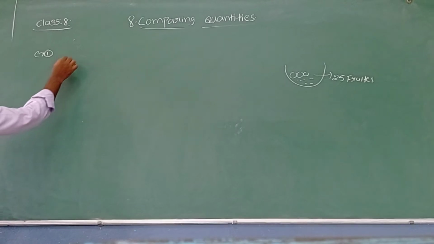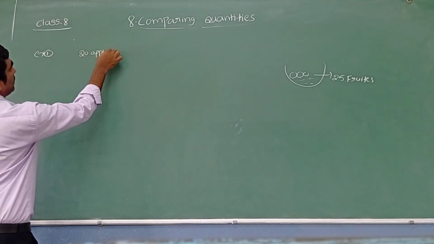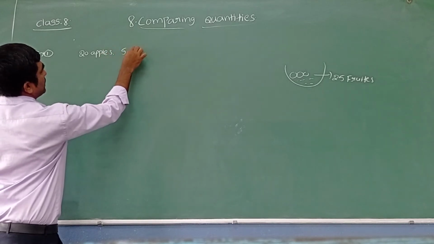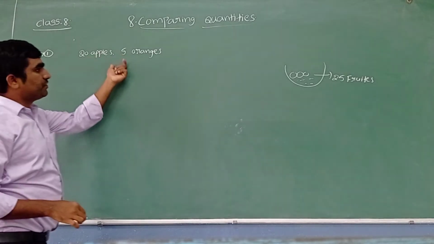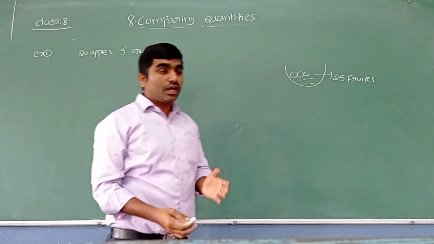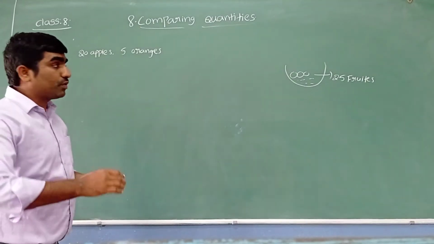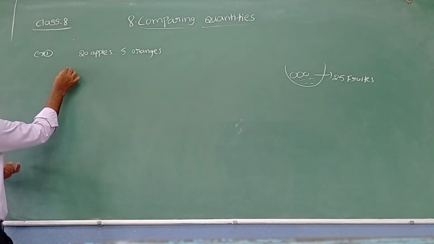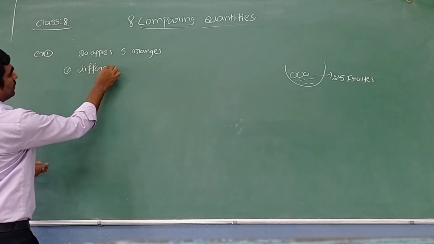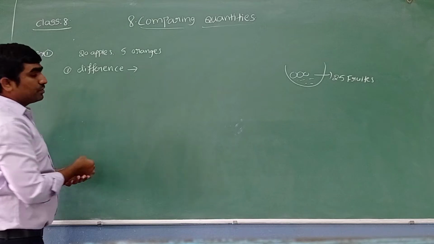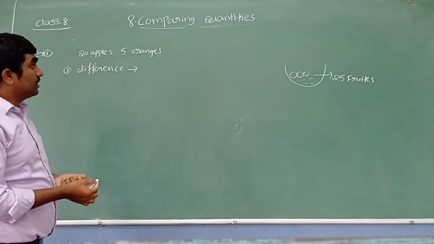Out of 25, I am taking 20 apples, and 5 fruits are oranges. So altogether 20 plus 5, 25 fruits. Now, in those 20 apples and 5 oranges, let us see how to do comparison. First I am going to compare these using the difference method. Generally, in our daily life we compare by using difference most of the time.